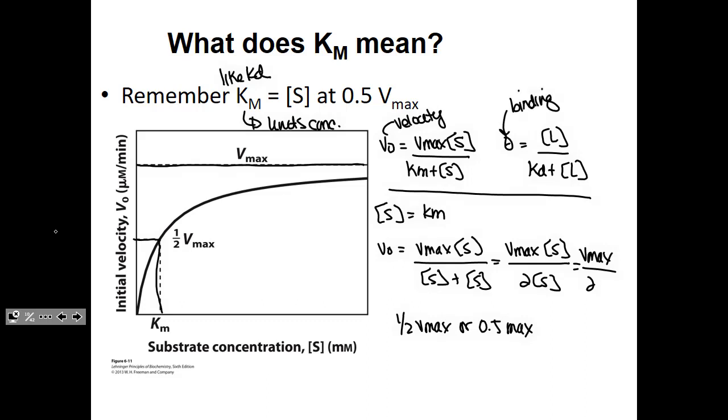So yes, it's there, or no, it's not. Now we're measuring velocity or conversion to product. So we're just measuring chemistry. But fundamentally, they are the same thing.